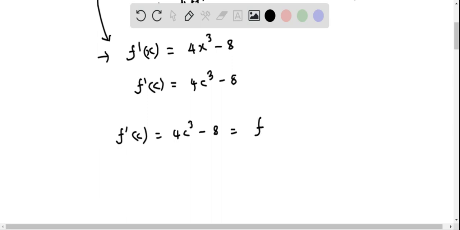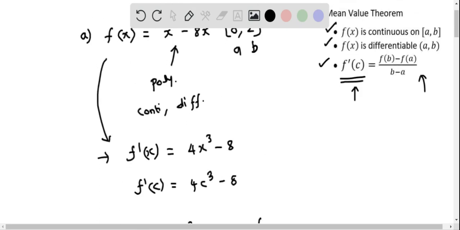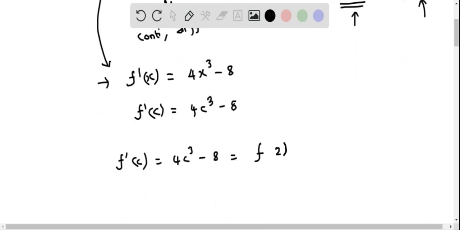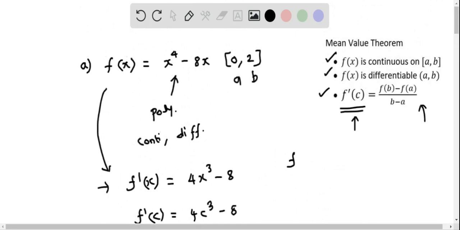equals f of b minus f of a over b minus a. Here a is 0 and b is 2. So this becomes f of 2 minus f of 0 over 2 minus 0. Now let's find f of 2. We replace x by 2 in this equation, and we get f of 2 equals 2 to the power 4 minus 8 times 2. 2 to the power 4 is 16, minus 8 times 2 is also 16, so this becomes 0. So basically f of 2 is 0.